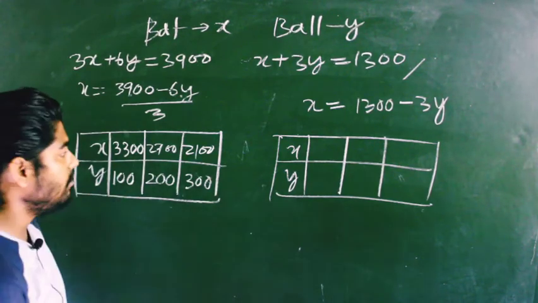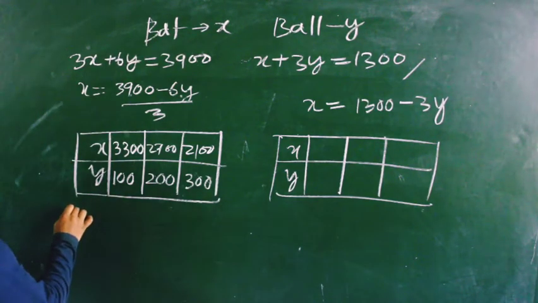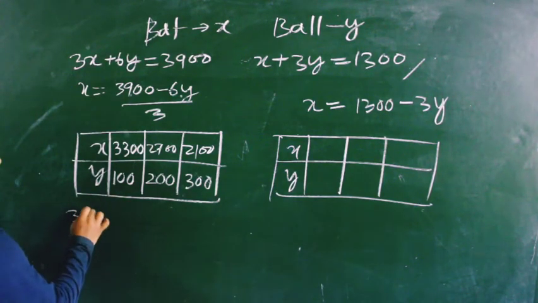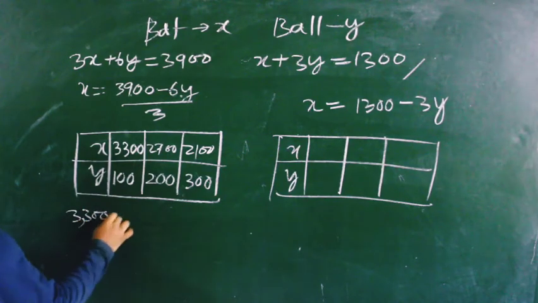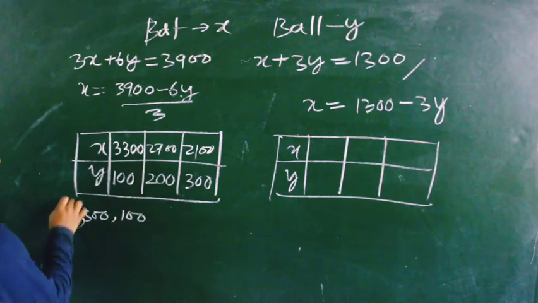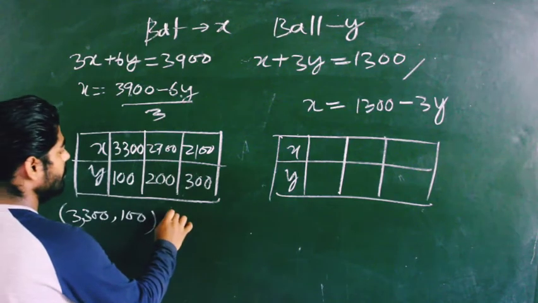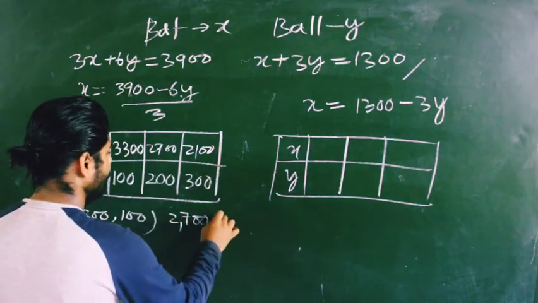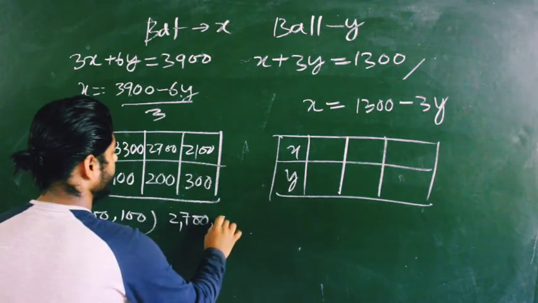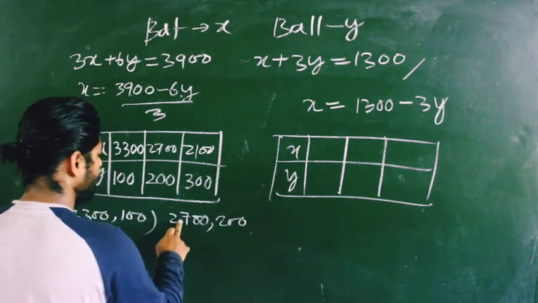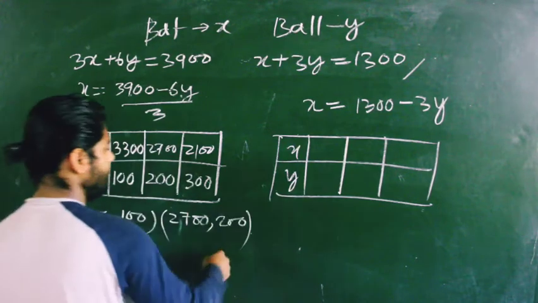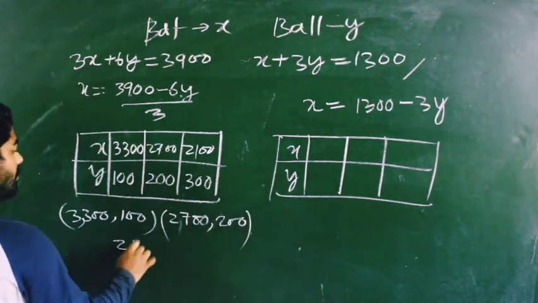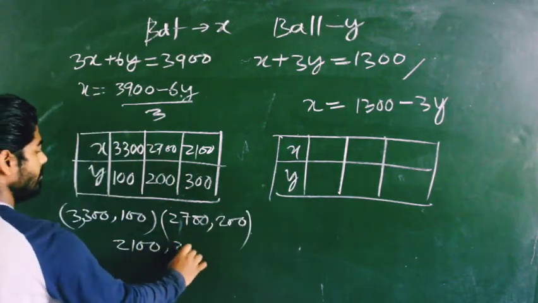So this is the value and we have to write it like this. First we have to write the value of x, then the value of y. Second value is 2700, then 200. It's better you don't put the values here. Then you will have 2100 and 300.